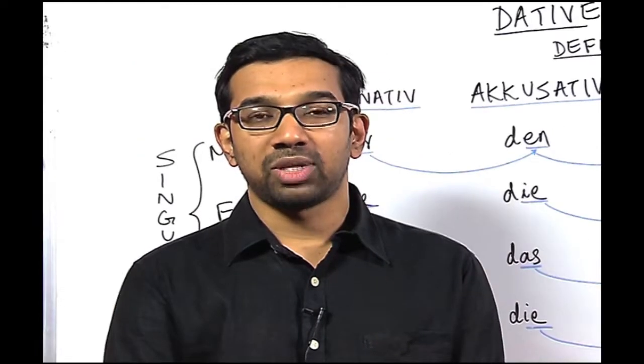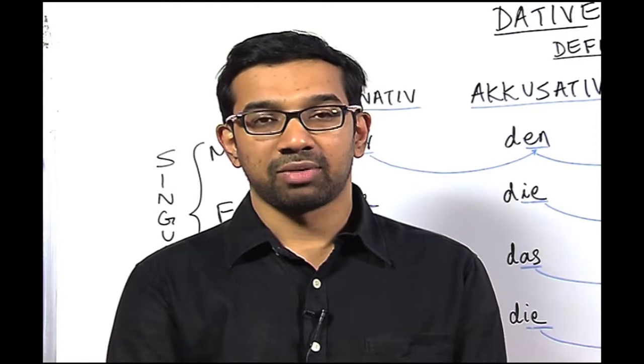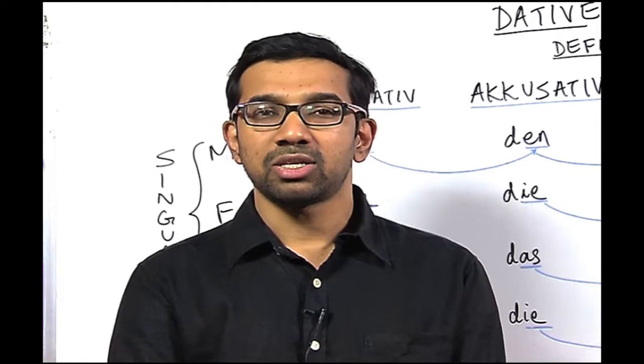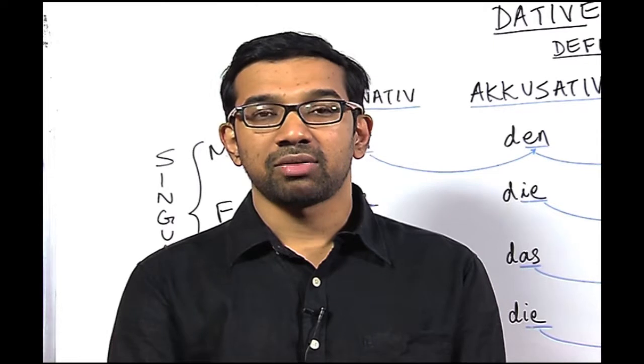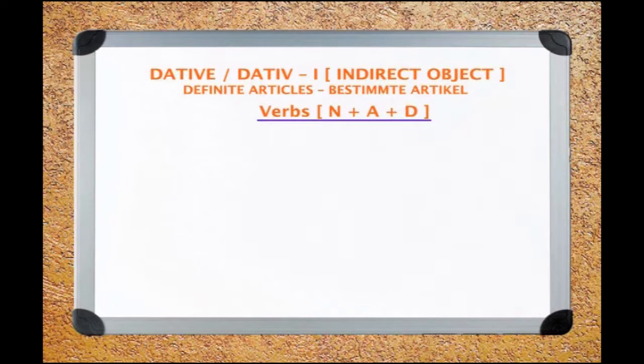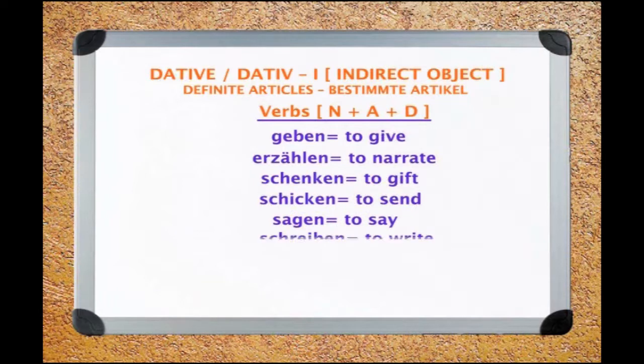Now, how do we use these articles in a dative sentence? For that, there are certain verbs which take a nominative, accusative and dative. Now that we have learnt the dative definite articles, let us look at the verbs where we use them. Here is a list of verbs which take a nominative, an accusative, and also a dative. You might be familiar with certain verbs here, and certain verbs could be new.